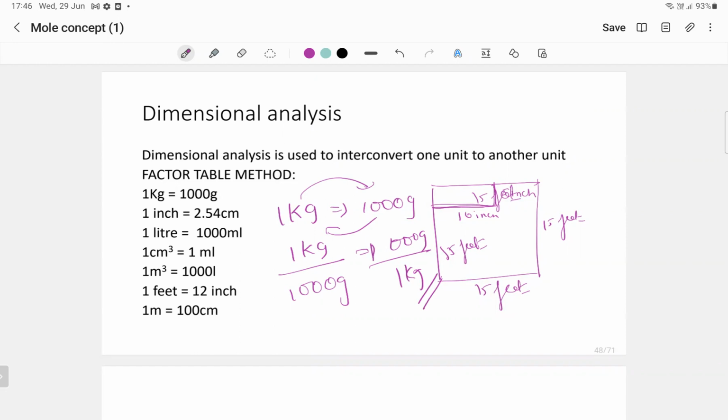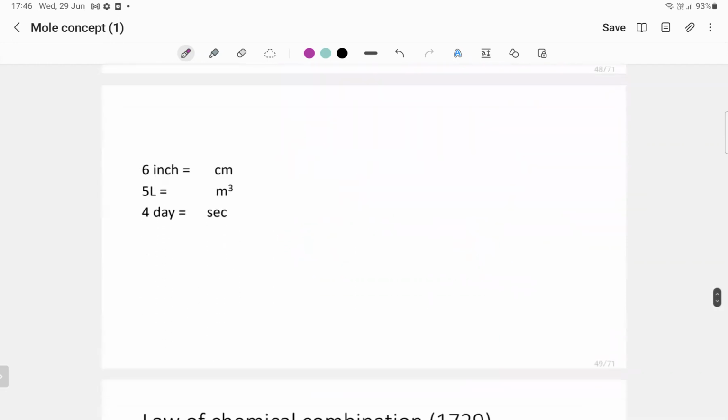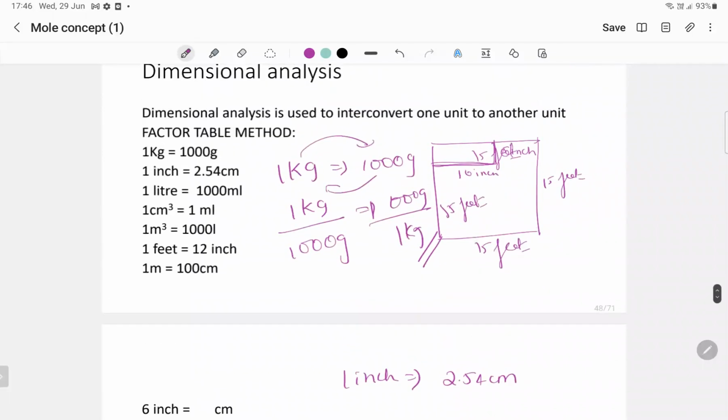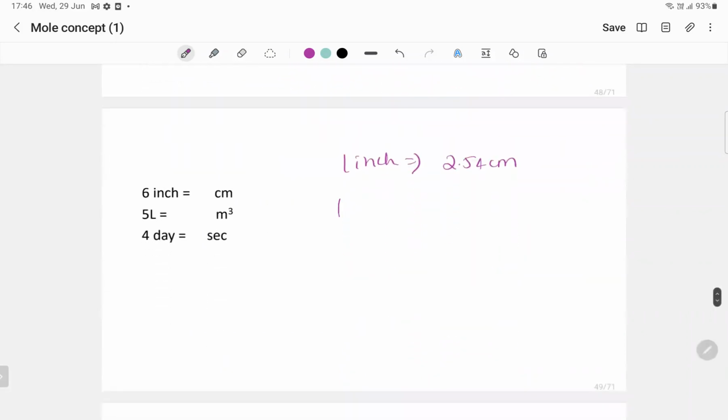Now I'll be solving one problem. See, 6 inch is equal to how many centimeters? You need to convert it into centimeter. We know 1 inch is equal to 2.54 centimeter. These are stable values you need to memorize. Somehow you need to memorize. 2.54. So now here, what is our value? 6 inch is equal to, so here, what value have they given? 2.54 centimeter.